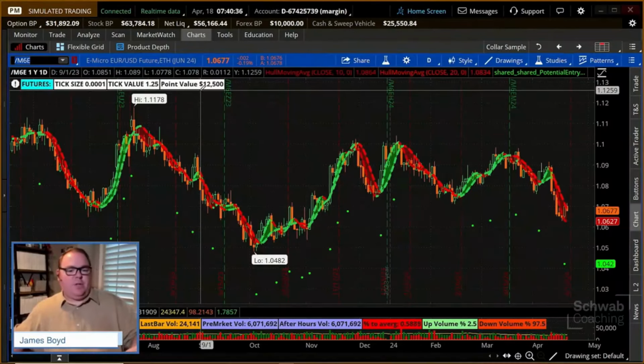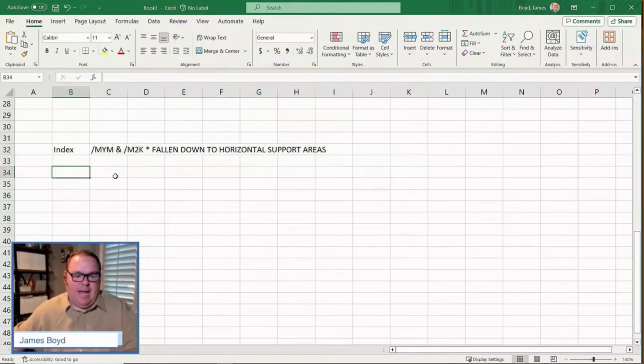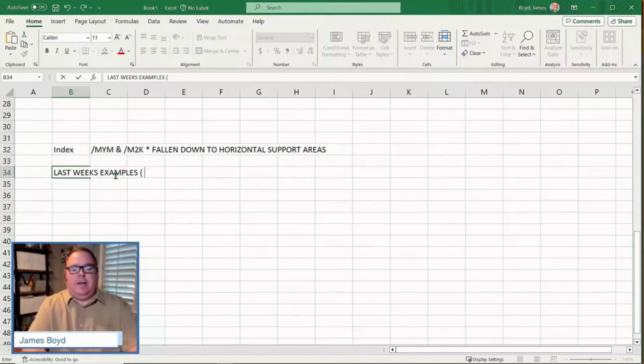Okay. Now, first off, when we look at the indices, summarizing, Dow and Russell are near an area of horizontal support, and we're going to show an example of taking a long position at the area of horizontal support. We're going to come back to that in just a moment. Now, last week's examples, plural, we had two examples.